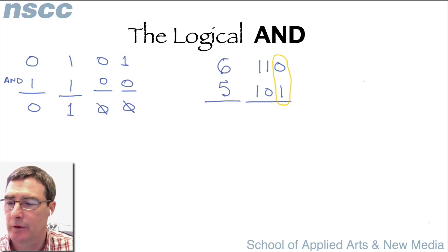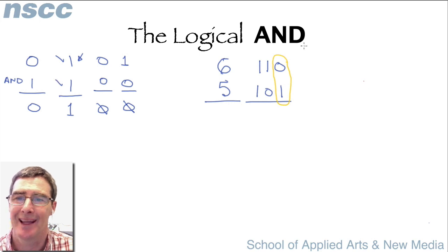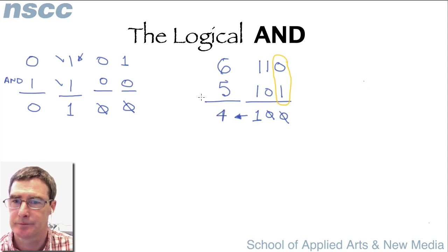So we'll consider these two bits. And remember I said over here that we only get a 1 out when both inputs are 1, when this is a 1 and this is a 1. That's where the AND comes in. So these two ANDed together would give a 0. These two ANDed together, a 0. These two ANDed together would give a 1. And if we converted that back into decimal, we would get the number 4.